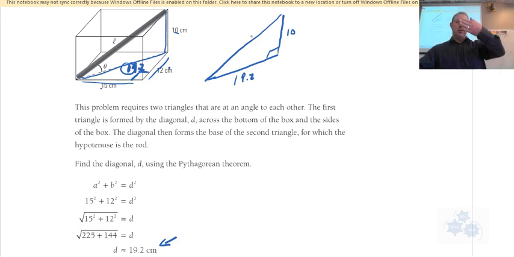It doesn't matter if this triangle is kind of facing you or on an angle or totally on its side. It doesn't matter. It's still just a right triangle. And so we want to find L now.